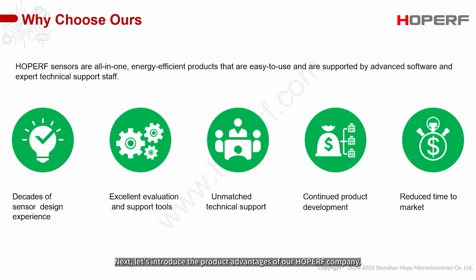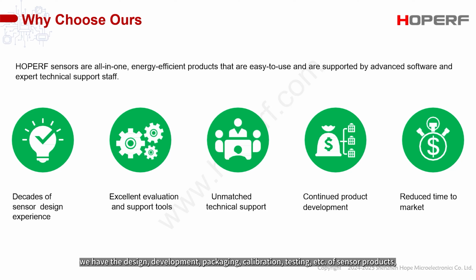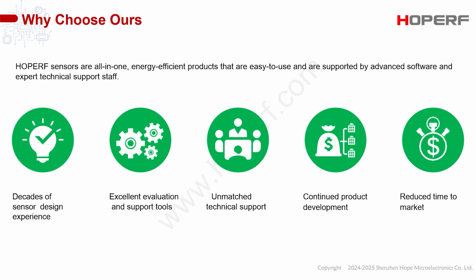Next, let's introduce the product advantages of our Hoperf company. First, our company has the independent design capability at the chip level, able to continuously expand the product line and iterate products. Second, after years of technical accumulation, we have the design, development, packaging, calibration, testing, etc. of sensor products, the technical capabilities of the entire industry chain, able to provide customers with better technical support and services, helping customers accelerate their time to market.